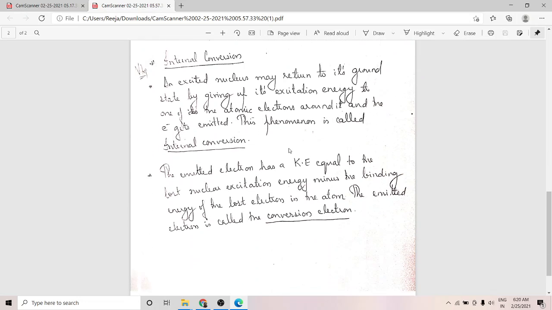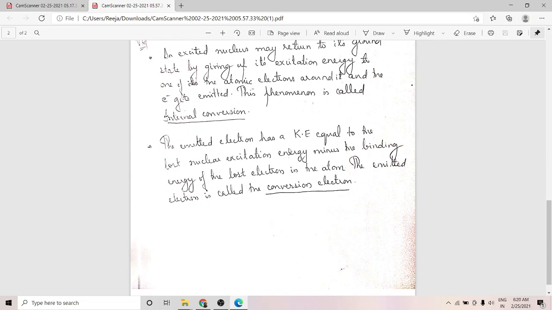The emitted electron has a kinetic energy equal to the nuclear excitation energy minus the binding energy of the lost electron. Nuclear excitation energy means the photon emitted by the nucleus, and a part of this energy will be used to overcome the binding energy of the electron to the atom, and the remaining will go off as the kinetic energy of the emitted electron.